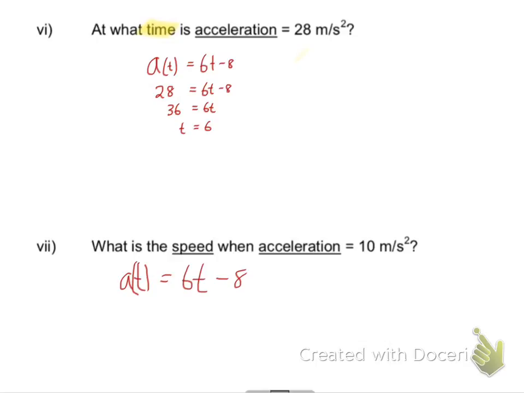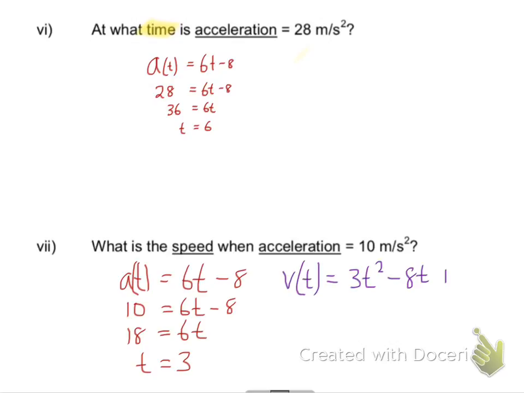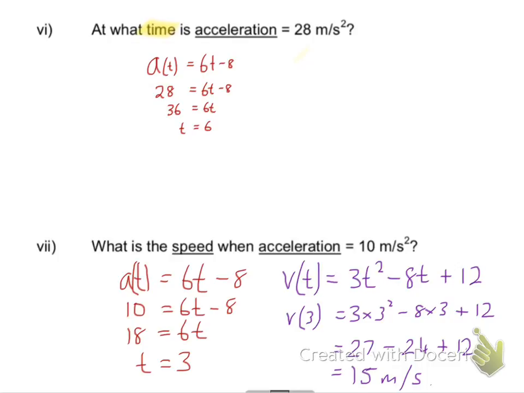What is the speed when acceleration equals 10? Well, first of all we've got to find out the time that acceleration equals 10. So we solve that question. That's when it is, so it's a 2-part question. Now we go to the velocity equation and we put the 3 in there, and work that out for 3 seconds, and we have 15 meters per second.